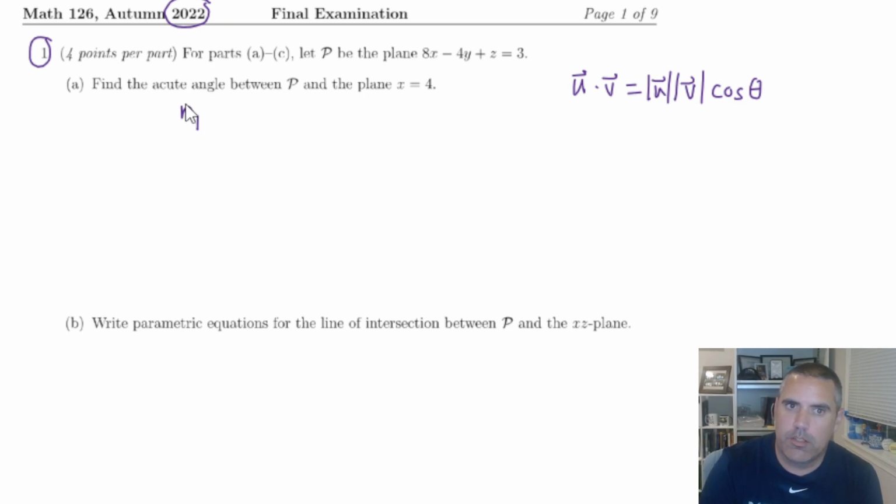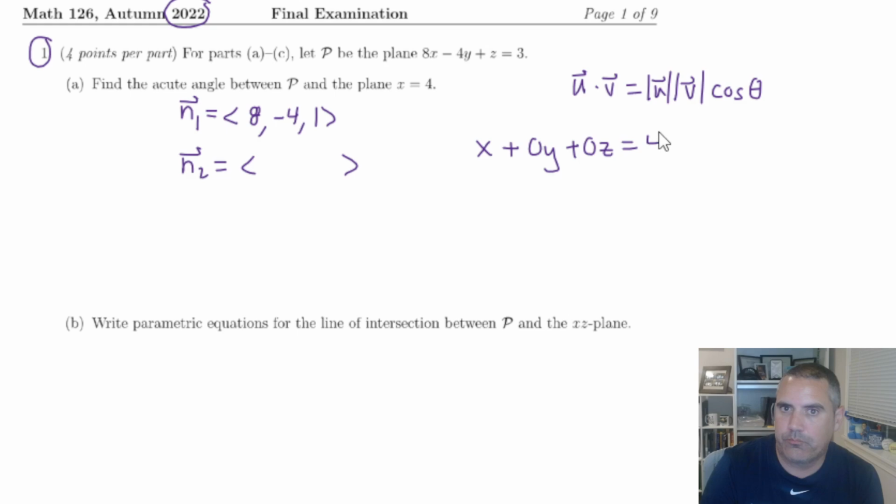We talked a bit why that would be, but the normal of the first plane is 8, -4, 1. The normal of the second plane might be confusing for some because it's just the plane x equals 4. But when it's like that, you can think of it as if there's a 0 next to the y and a 0 next to the z. And so the normal is 1, 0, 0. So this is a direct kind of vector operation thing back when we were doing angles between vectors.